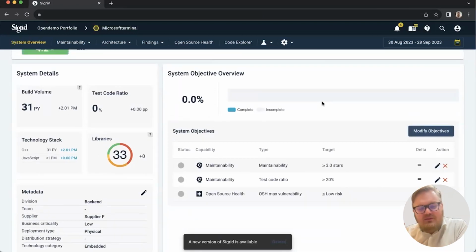So okay, let's assume that this is a system that's in the end of life phase or in the servicing and maintenance phase. We can see that the maintainability rating has been set to 3.0 or higher, and the test code ratio has been set to 20% or higher. And open source health vulnerabilities allow only low risks or lower. So basically, just the lowest risk category is allowed.